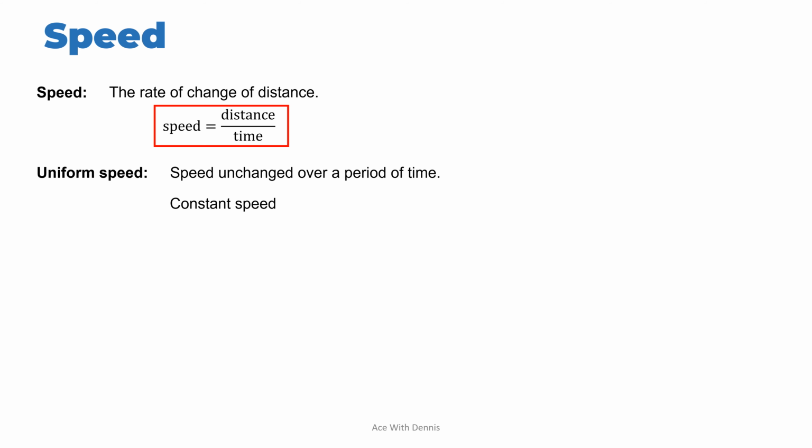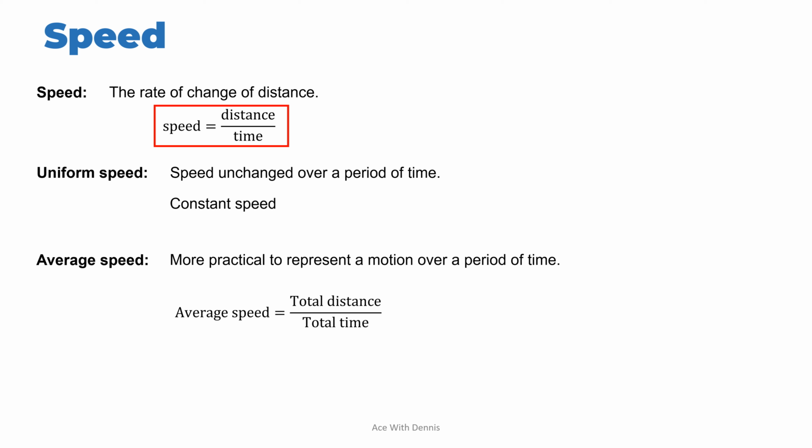In real life, it is difficult to maintain uniform speed in a motion. Hence, we have average speed, which is more practical to represent a motion over a period of time. The formula of average speed equals total distance over total time. Please remember this formula.